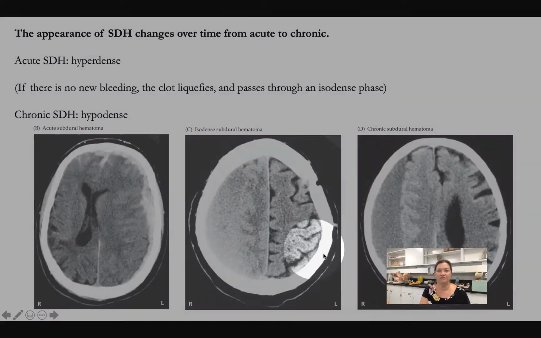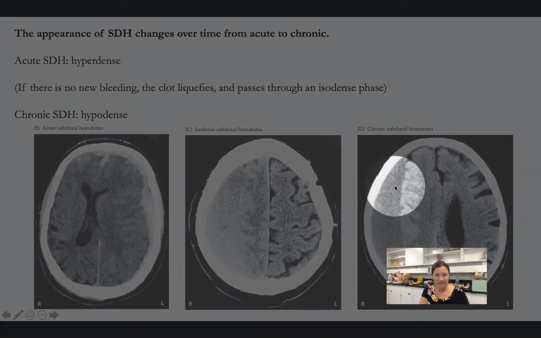And finally, you've got the chronic scenario. In this case, this is a right-sided chronic subdural hematoma, and the hematoma is hypodense because the clot's been replaced by fluid.